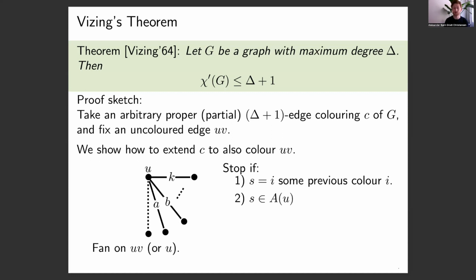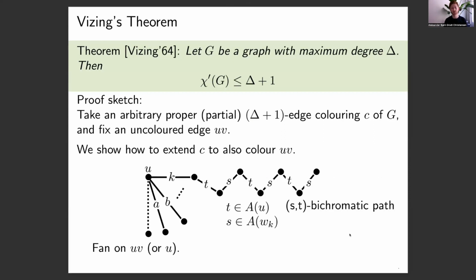Or we might stop also if the available color, let's call it S, was also available at some previous vertex i. Because in this case, if we tried to continue the construction, we would just be looping around. So that gets us nowhere. But luckily we can stop here. And the idea is then, once we do that, to fix some T that's available at U, and then the S that was available at the original vertex, and then consider the bichromatic path that begins at the vertex W_k.